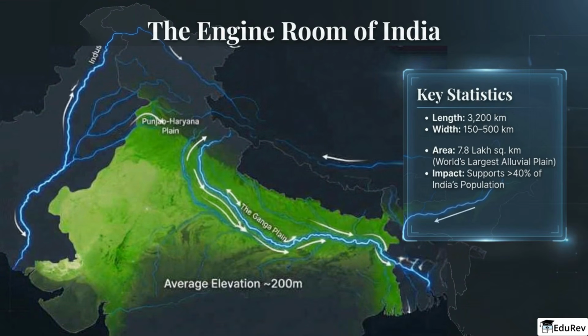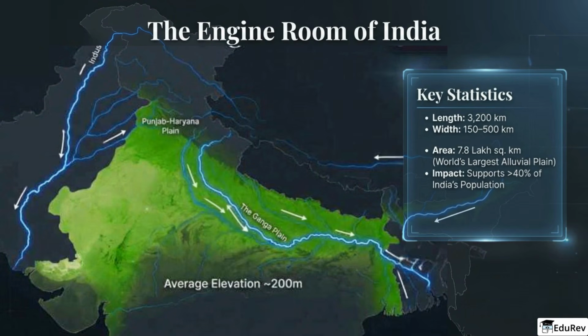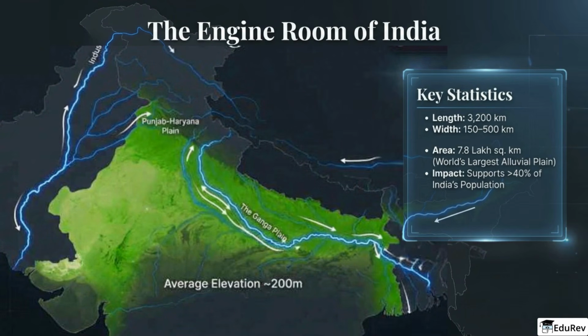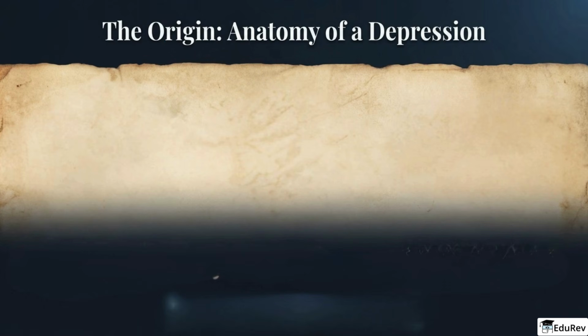Also note the physical base. Average elevation is around 200 meters. That low relief is the reason the rivers spread, meander, and deposit. Now you know where the plains are. Let's understand why they exist.